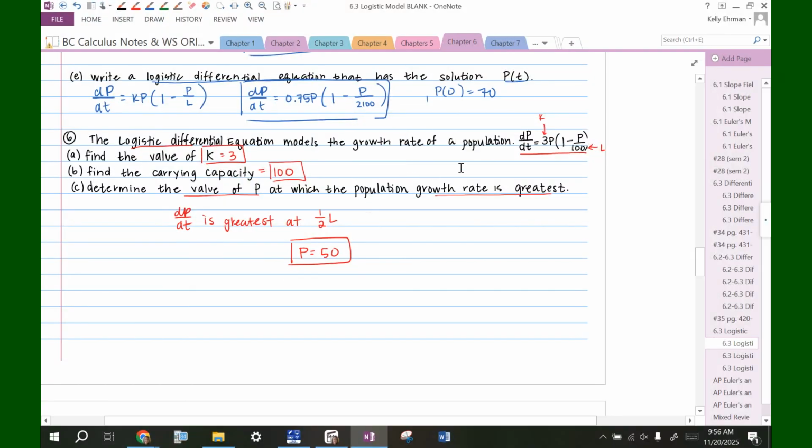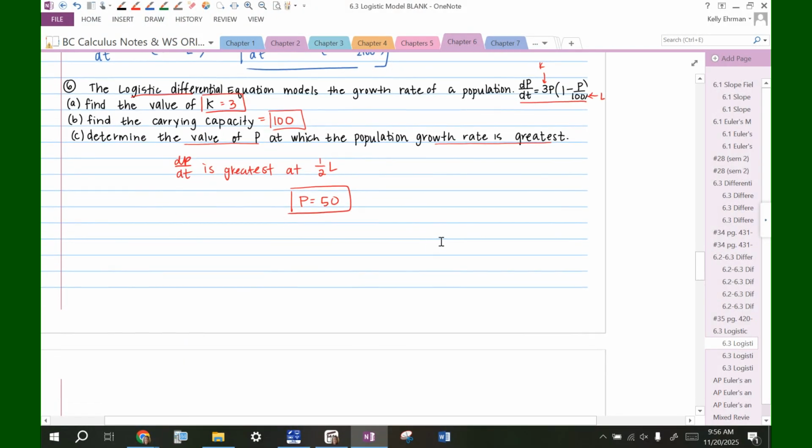So we don't have to bother finding P. And actually, I don't think we can find P because we don't have any initial conditions. So we don't have to go through and set P equal to anything. They just want the value of P.